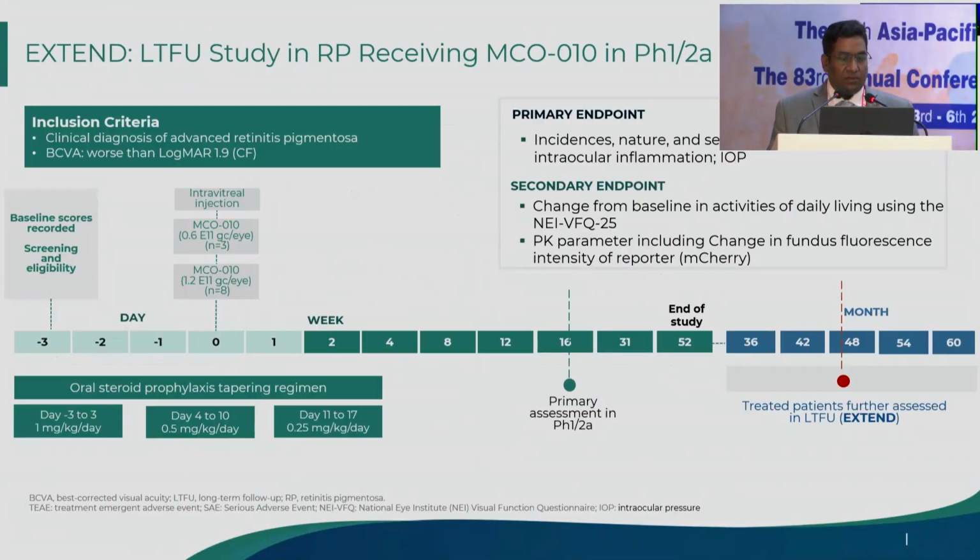And this was the timeline. The inclusion criteria was just perception of light or hand movement in the injected eye, and not better than counting fingers in the fellow eye. All the patients were followed up till 52 weeks, and at the end of the study, the primary endpoint included the side effects as well as the efficacy of the drug. And all the patients are now in the 4th or 5th year post-injection and followed up.